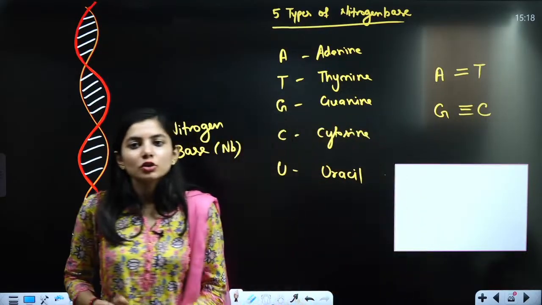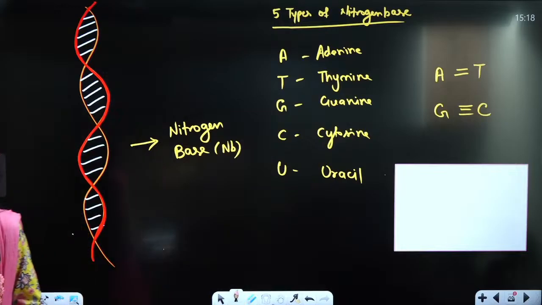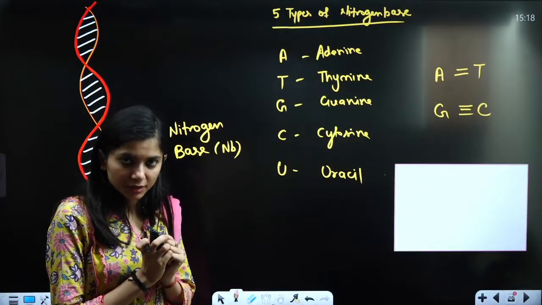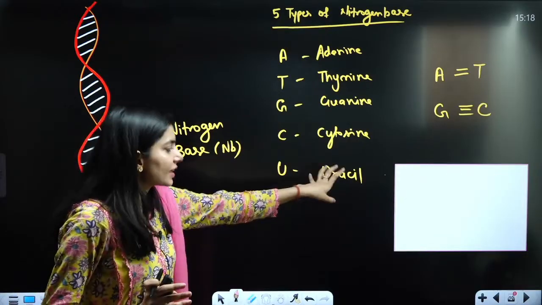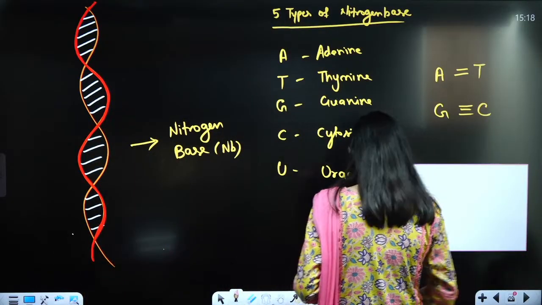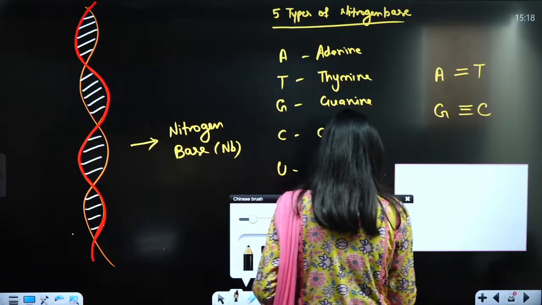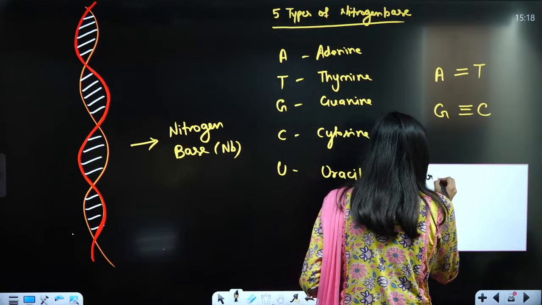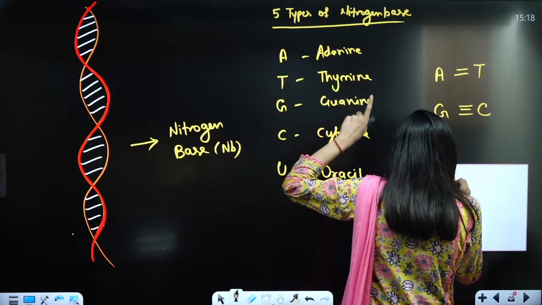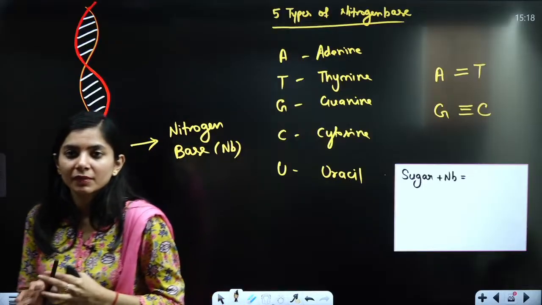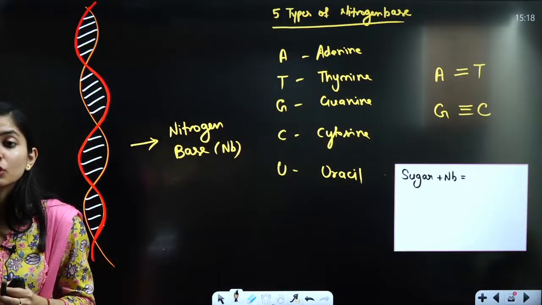Okay. So, first, there is going to be sugar. Sugar and nitrogen base are going to bind together. Fine. So, just wait for a while, just write down. First, sugar and nitrogen base, they will bind together and they will create nucleoside.